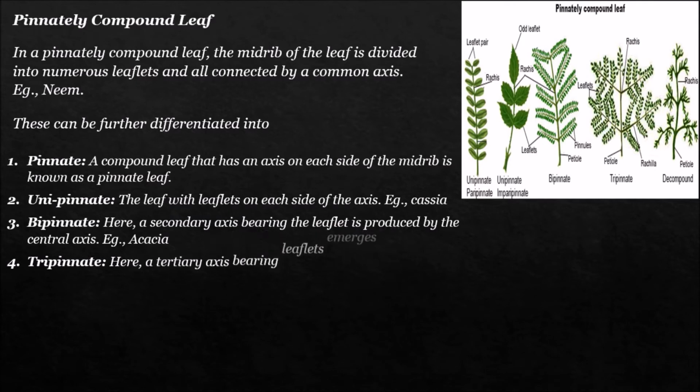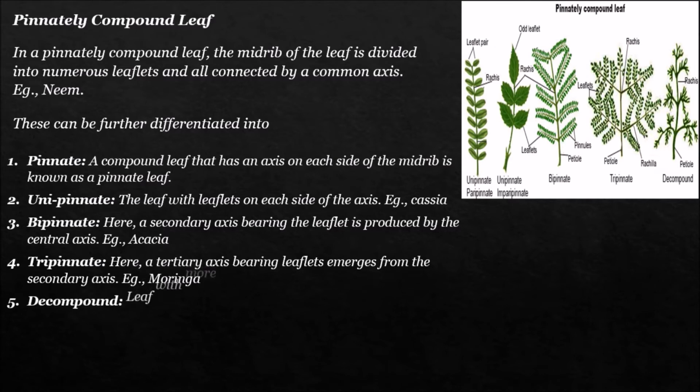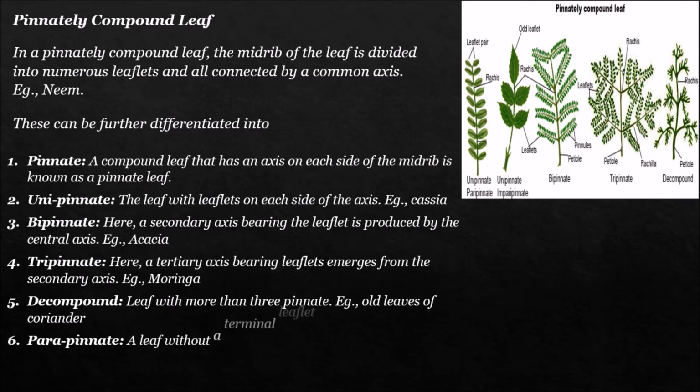Tripinnate, here a tertiary axis bearing leaflets emerges from the secondary axis, for example moringa. And decompound, a leaf with more than 3 pinnate. Example, old leaves of coriander. Parapinnate, a leaf without a terminal leaflet. Example, cassia. Pinnately compound leaf is further divided into pinnate, unipinnate, bipinnate, tripinnate, decompound and parapinnate.